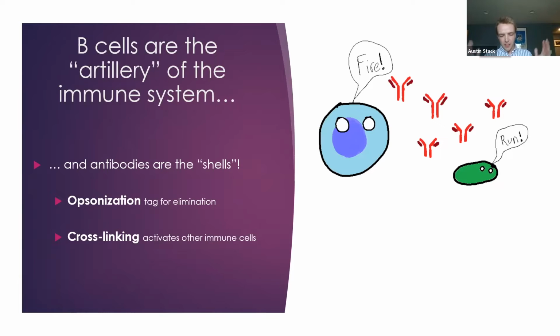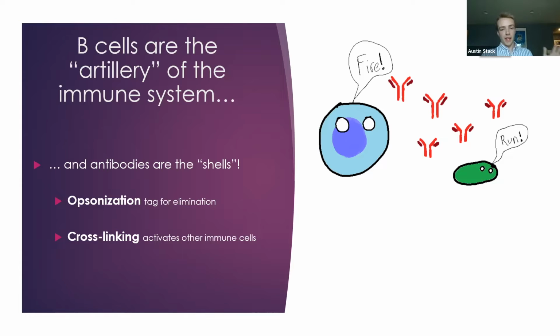And if the immune system is an army, B cells are the artillery of the immune system, and antibodies are the shells being fired. So we have a B cell firing out antibody at this bacteria, which is running away. And these antibodies have a few different functions that they can do to help the immune system. One of them is opsonization.